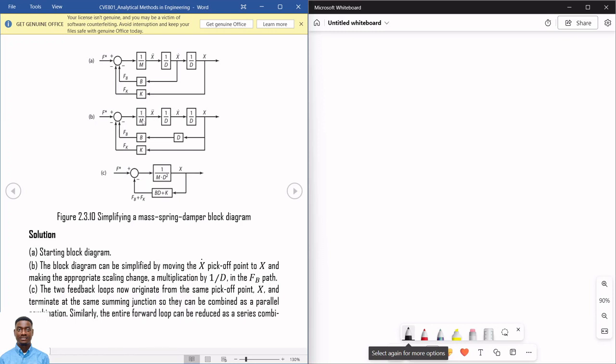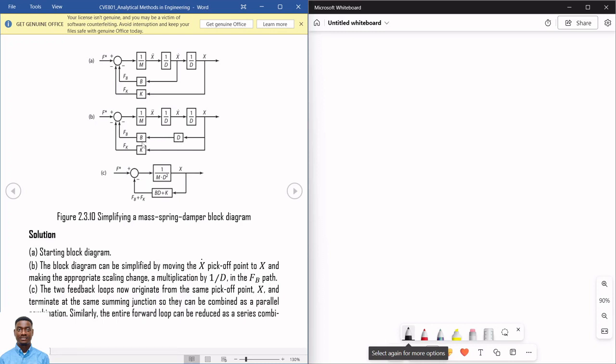So if you multiply 1 over m times 1 over d times 1 over d, we're going to be having 1 over m d squared. So this is what we have here, 1 over m d squared. You understand? Now, we also have here 2 blocks in series because the output from d here flows into b. So we can multiply this together and have bd.